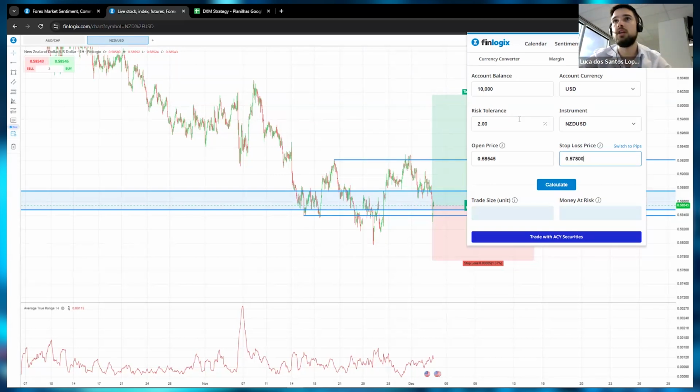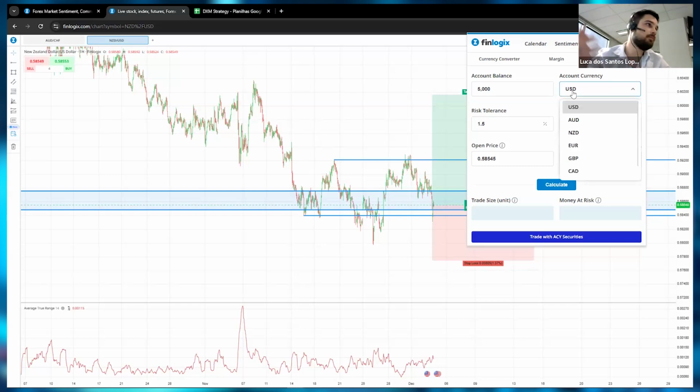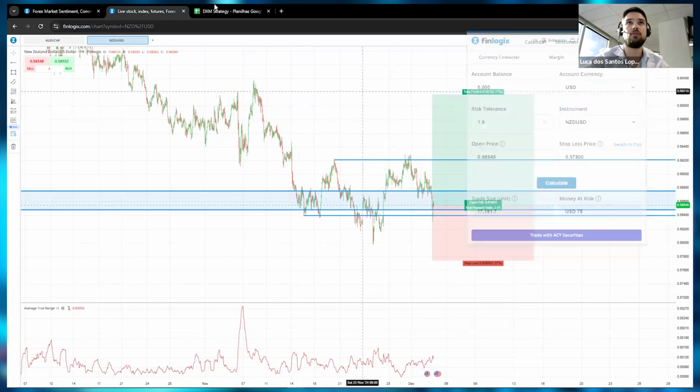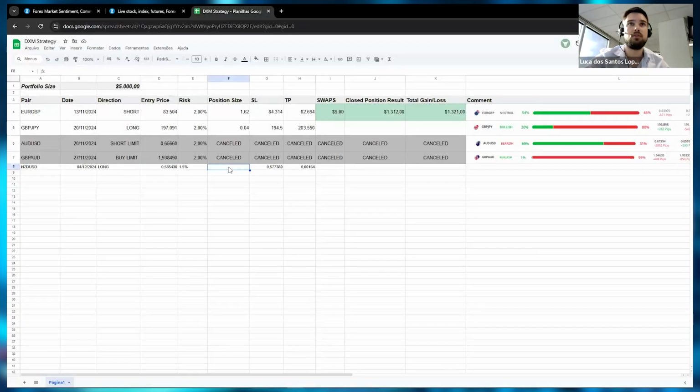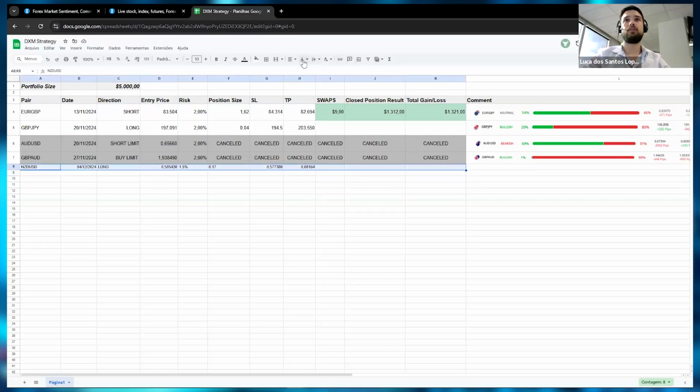57,800. Okay. It's a 1.5% risk. Account balance is 5,000, and then it's in US dollars. If you have another currency, you can change it for whatever currency you have. Calculate. So we're going to be using 0.17 lots. Okay, 0.17 lots is what we're going to be using. It's good. Okay, and there we have it.